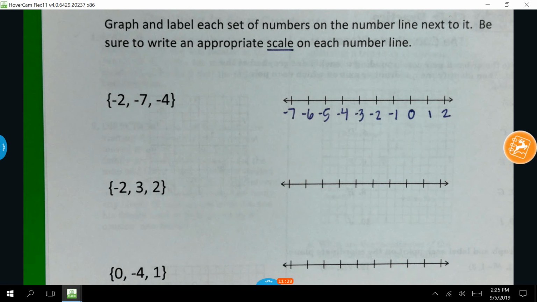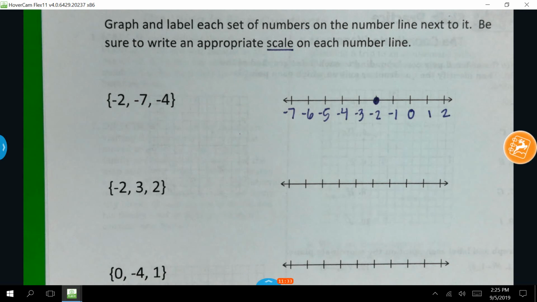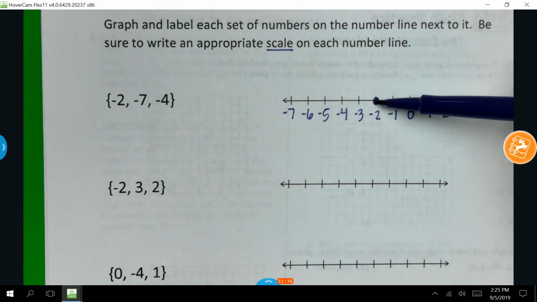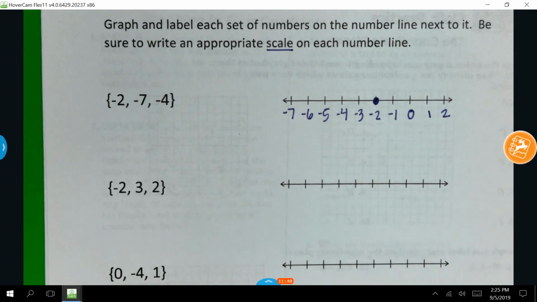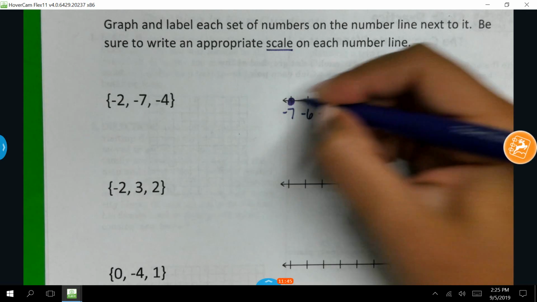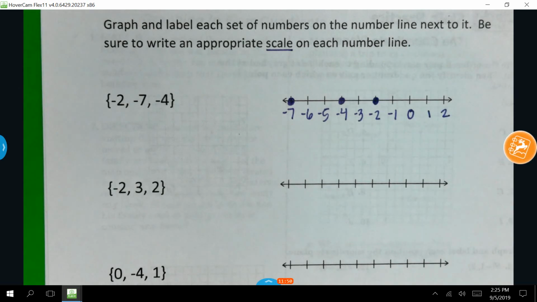Then you're asked to graph those numbers. So I'm graphing -2. That means I am just putting a point right there at -2. A lot of students want to put it on top. Don't put it on top. You're putting it directly on that horizontal line. Okay. So then I'm plotting -7 and -4. That is all you're doing. So make sure you have an appropriate scale. Bless you. And make sure you're plotting all points that are given. Does that make sense?